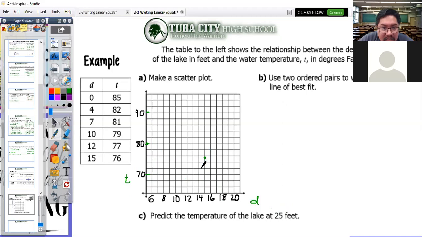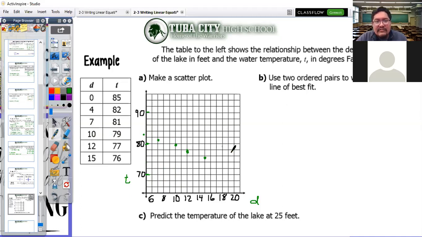And then here I have 12, and that'd be 77 degrees. So this would be maybe right about here. And then 10. At 10 feet down, it would be 79 degrees. And then at 7, it would be 81. And I think the next one would be 4, and that would be 82, which would be right over here somewhere.